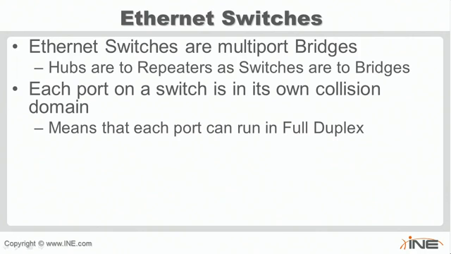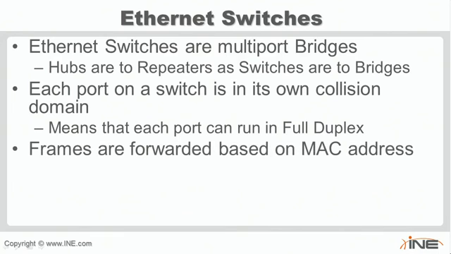But the key is that since the individual ports are in their own collision domain, the devices don't have to share the same bandwidth. So if the switch is a 100 megabit per second Fast Ethernet switch, it means that each host is dedicated to be able to send 100 megabits per second and be able to receive that at the same time.